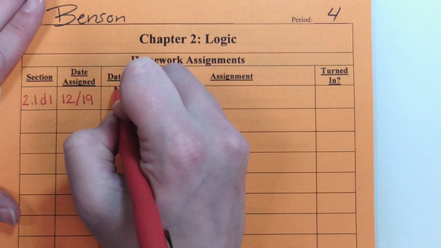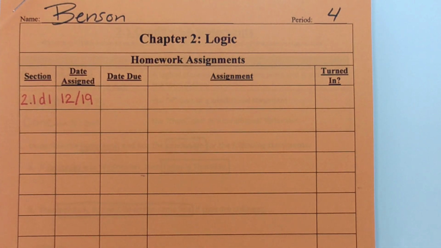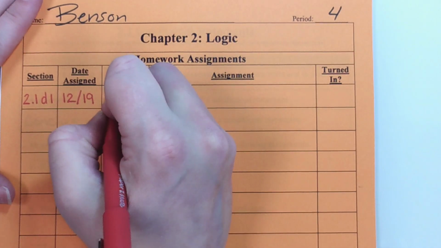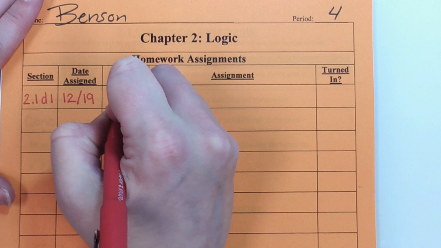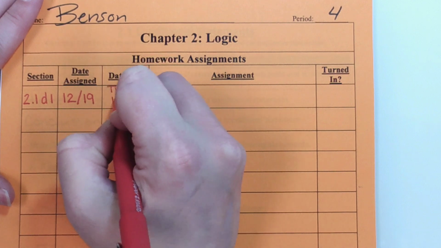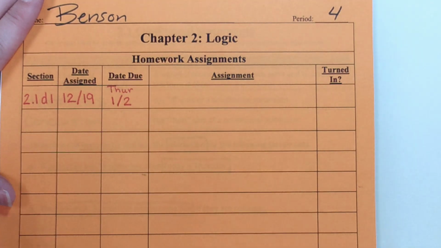Today is the 19th. Now, I give you 2 school days. How many school days do we have before break? 1. Please do not wait until the day before the end of break to do this homework assignment. You'll probably forget. It is due on Thursday, January 2nd. It's our first day back from break.